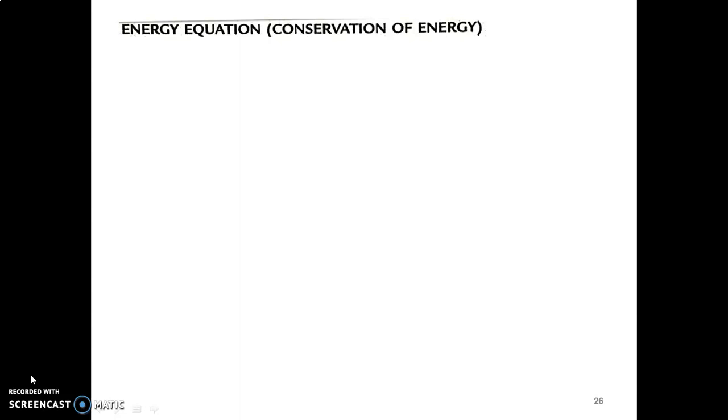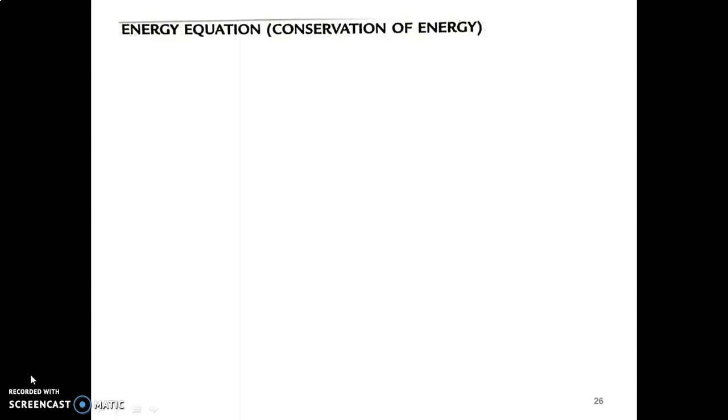In the last class, we discussed in detail the rate equation for momentum, or the conservation of momentum equation for a compressible fluid flow. Now we have two rate equations left to be explained. They are the energy equation, conservation of energy, and also the entropy equation. These two equations will be covered in this video.